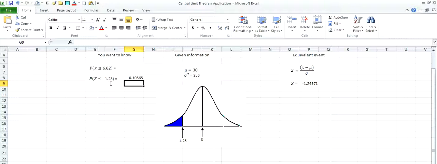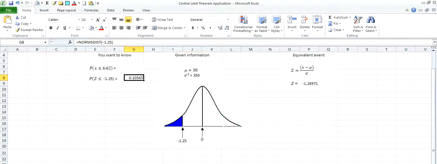So it is a two-step process. Step one, convert to a z event. Step two, compute the z probability, which is same as the probability of the original event. I call it a left-sided probability because you can see obviously it's in the left side of the graph.